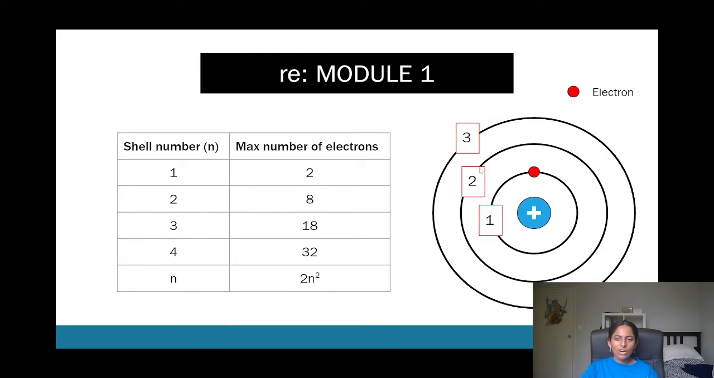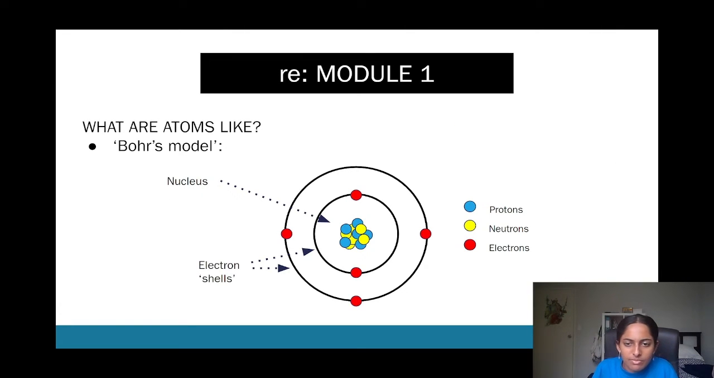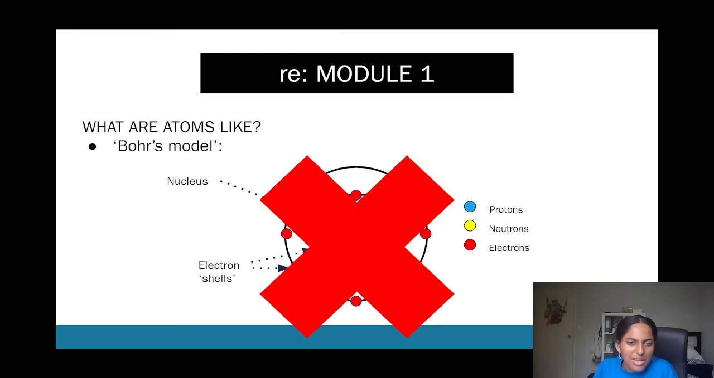More often than not, I know the third shell can hold 18, but that doesn't mean it's just going to chuck all of its electrons in. If there are 18 electrons, they wouldn't all go to the third shell. Often it likes to have 8 and then go to the next shell and fill it up that way, because it doesn't want to overcrowd itself. So that's pretty much Bohr's model.